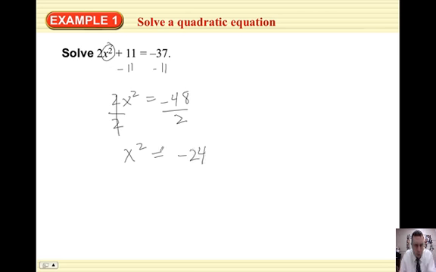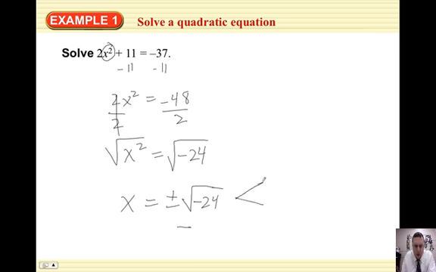Now here's the deal. Normally you'd say, okay, how do I get x by itself? Oh, I square root it. I square root that side to get x equals, since I squared x squared, remember, plus or minus the square root of negative 24. So here's the tricky part. How do you do the square root of negative 24? Well, let me show you. Square root of negative 24.